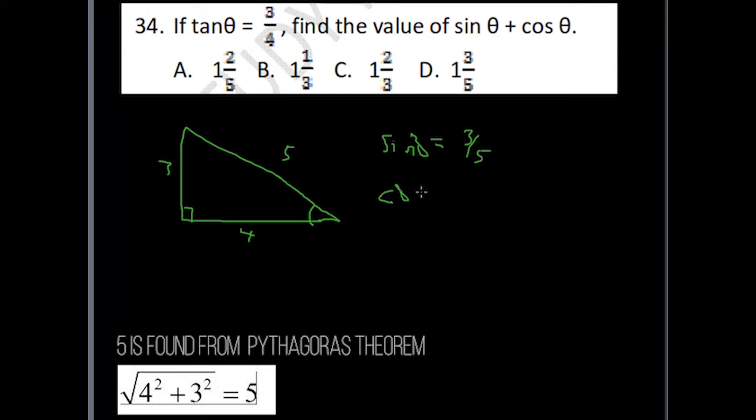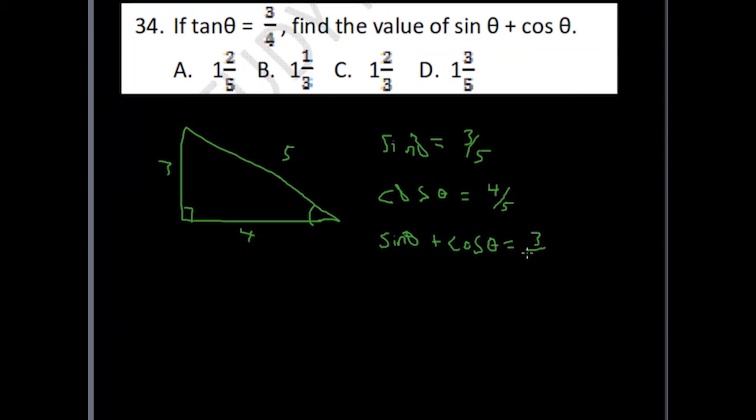And cos theta is adjacent over hypotenuse, that's 4 over 5. So sin theta plus cos theta is 3 over 5 plus 4 over 5, which makes it 7 over 5. The answer is 7 over 5.